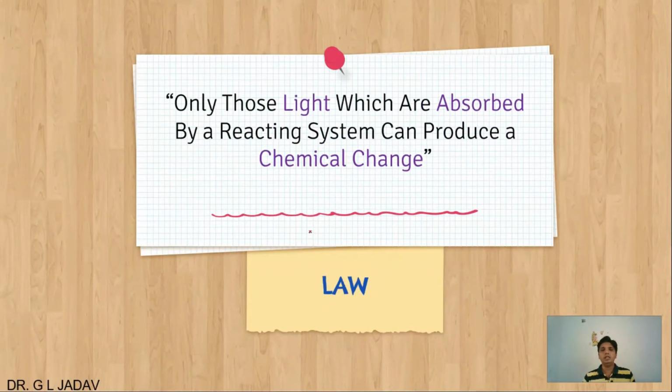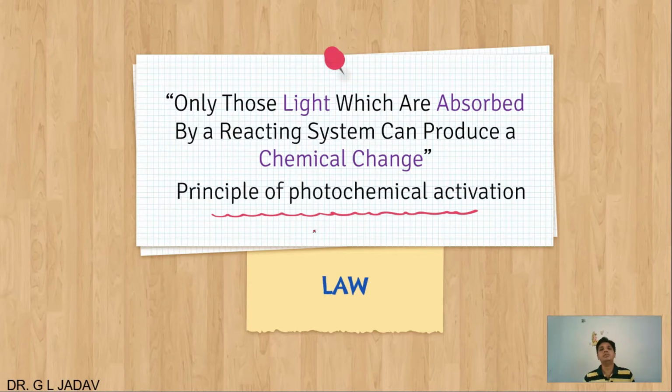The only light which is absorbed by the system will produce a chemical change. This is the basic law. This law is also known as the principle of photochemical activation. Once again, only that light which is absorbed by the reacting system can produce a chemical change.